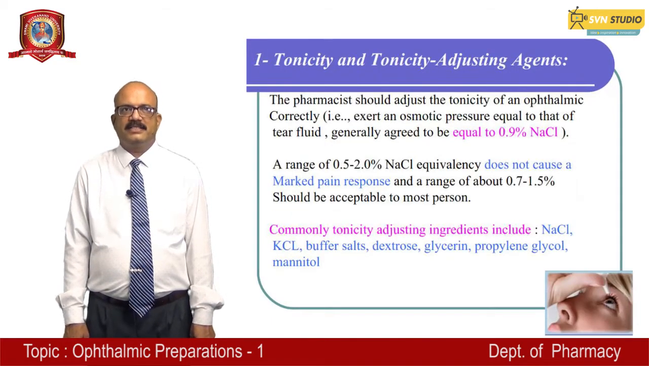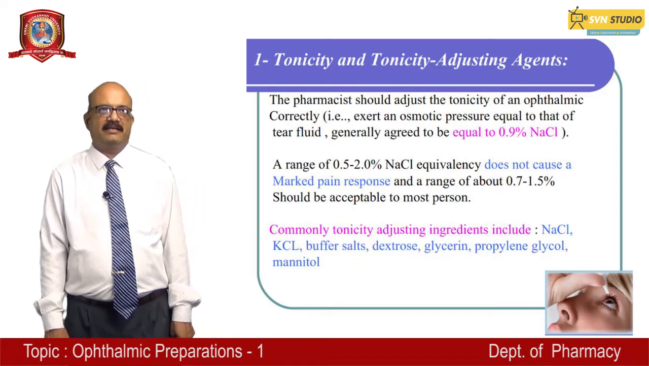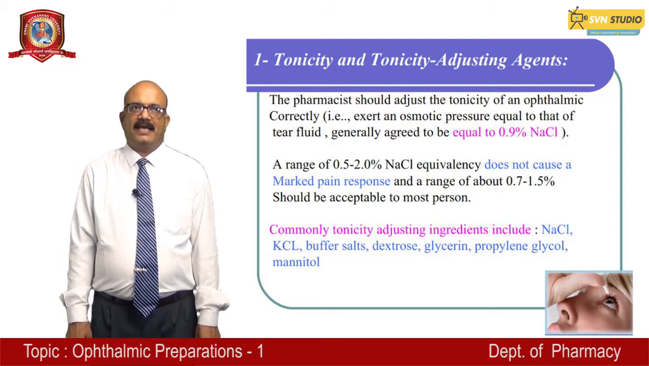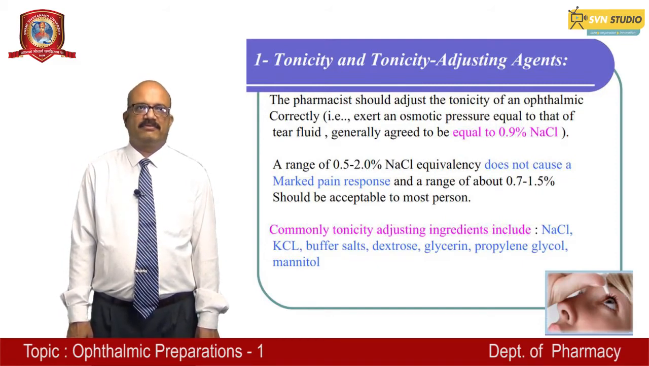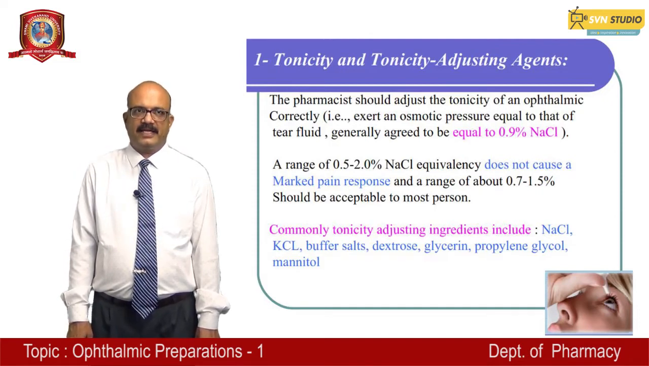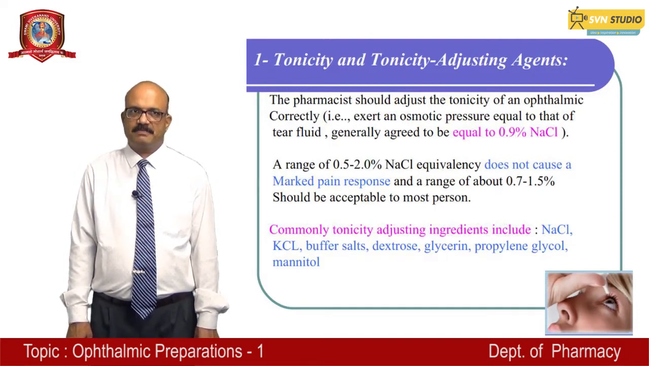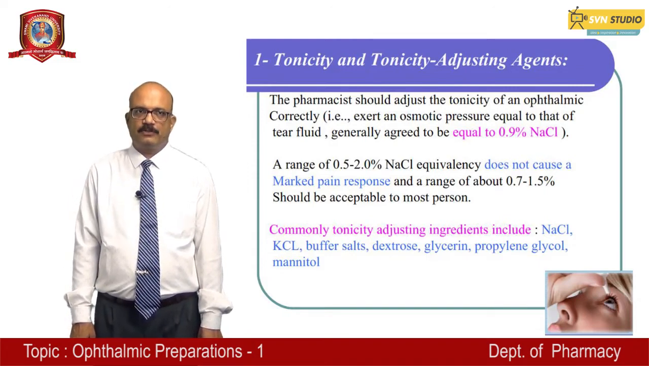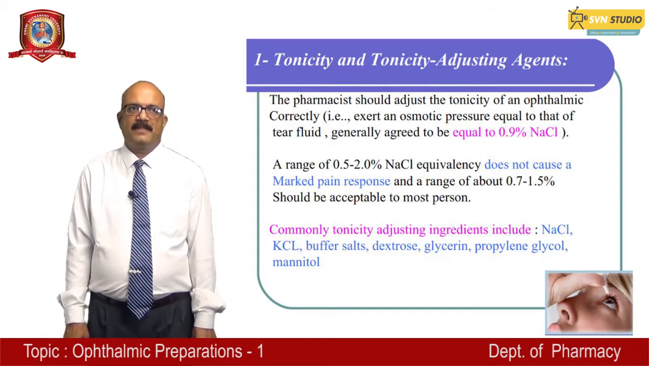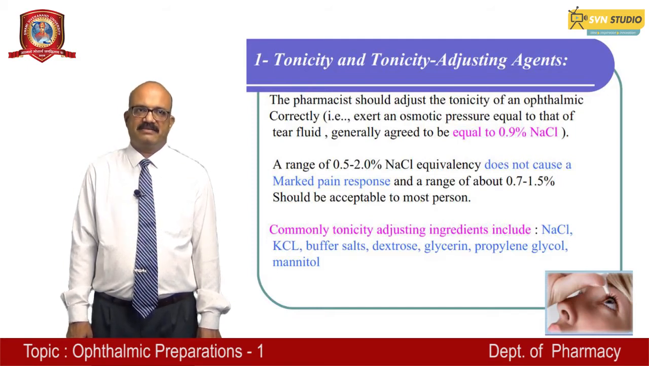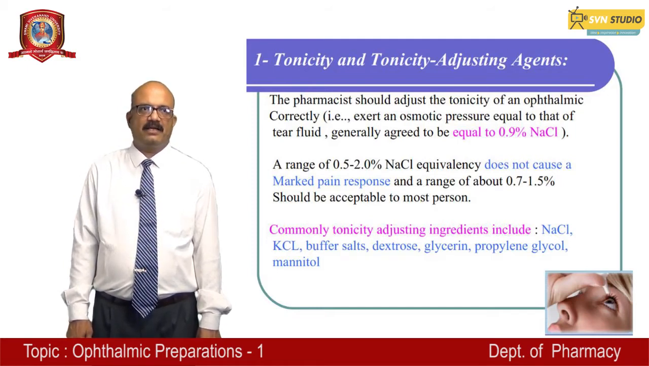Tonicity adjusting agents are widely available. The pharmacist should adjust the tonicity of an ophthalmic correctly, to exert an osmotic pressure equal to that of the tear fluid, generally agreed to be equal to 0.9% sodium chloride solution. A range of 0.5 to 2% sodium chloride equivalency does not cause a marked pain response, and a range of about 0.7 to 1.5% should be acceptable to most persons. Commonly used tonicity adjusting ingredients include sodium chloride, potassium chloride, buffer salts, dextrose, glycerin, propylene glycol, and mannitol.